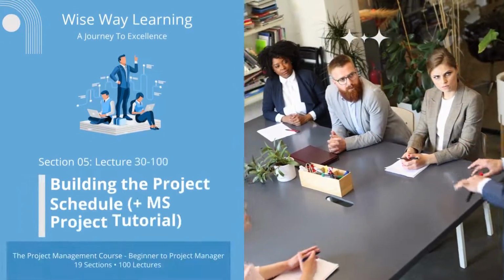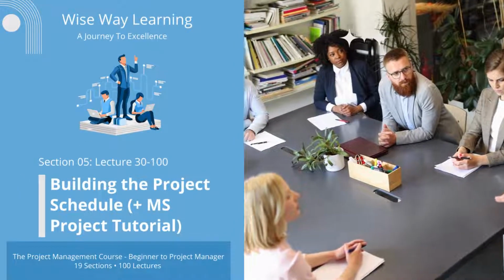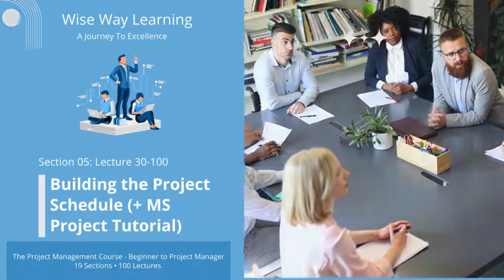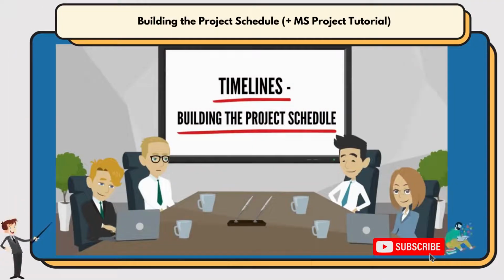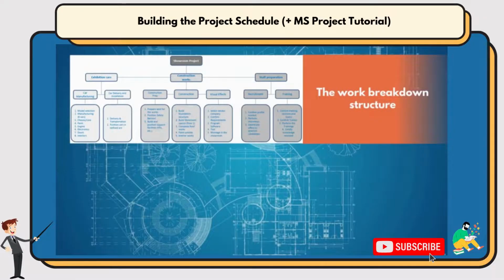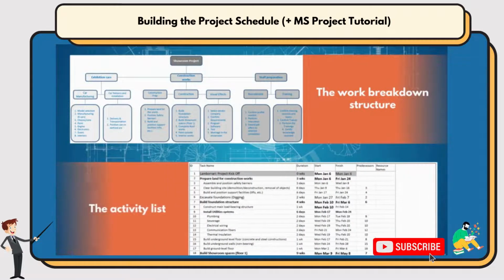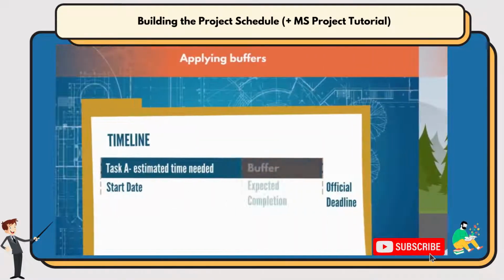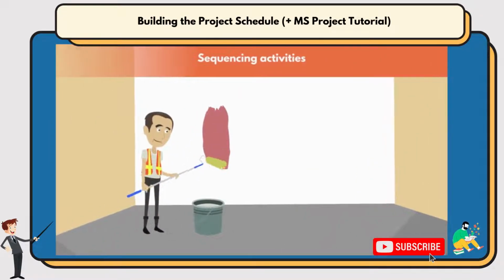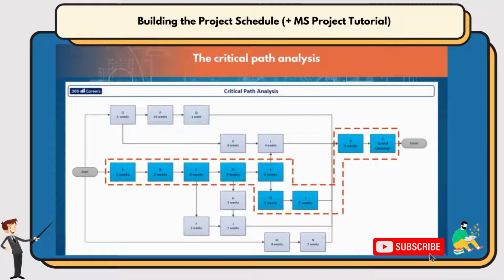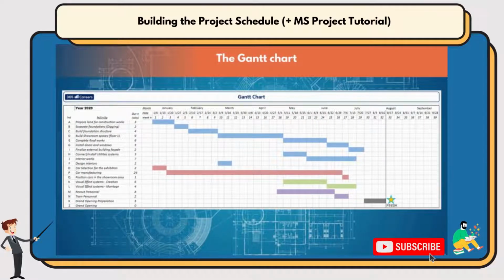Section 5 and lecture number 30, Building the Project Schedule, plus MS Project Tutorial. Everything you've done to this point, the work breakdown structure, the activity list, estimating durations, applying buffers, sequencing activities, the critical path analysis, the Gantt chart, all have been leading to this point.